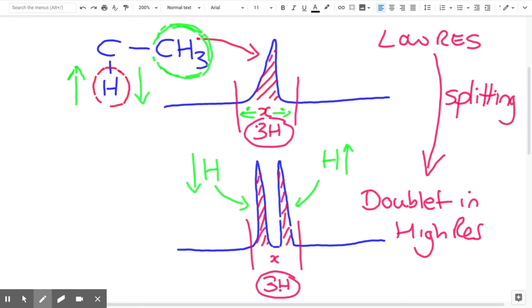You get splitting into, in this situation, a doublet due to the presence of there being a CH next door. And what we'll do is look at the different situations that are possible in turn. It is possible to see doublets, triplets and quartets, but we'll look at those as we go.